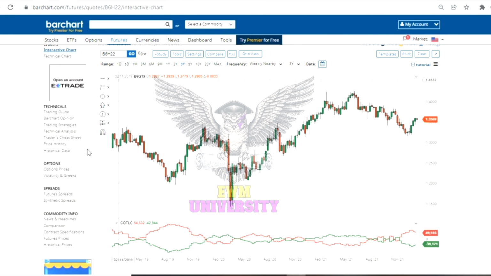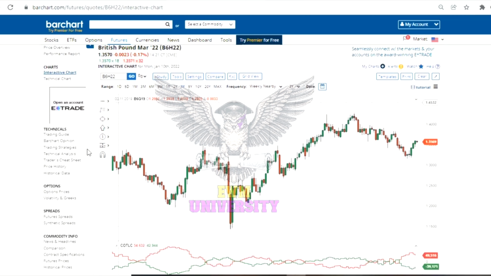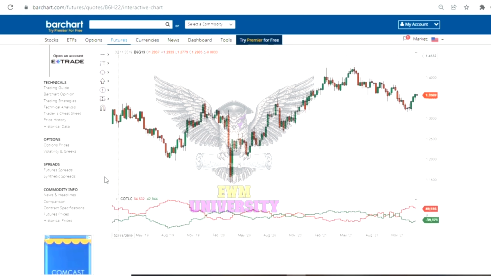So here we are looking at the British Pound March 2022 futures contract, right? And looking at the chart, we seen that price coming in here around February 2019, that the market consolidated and then ultimately repriced lower, going into around August 2019. So what is the commitment of traders report telling us?